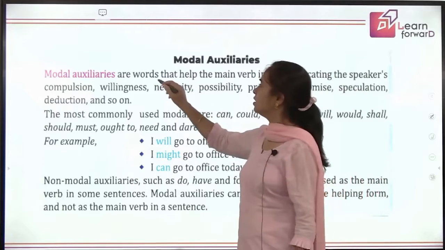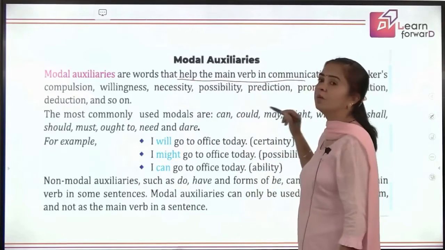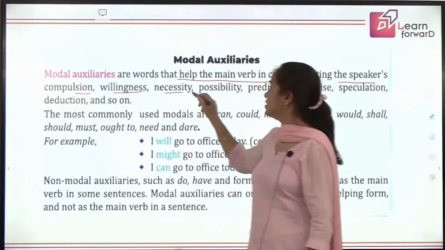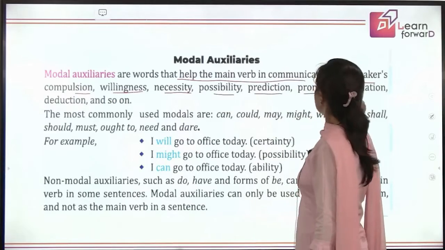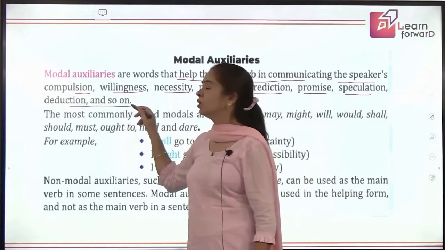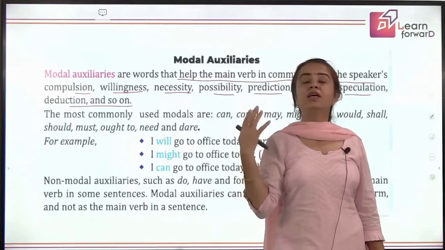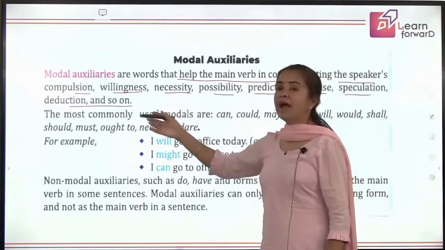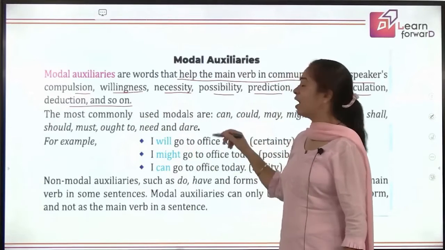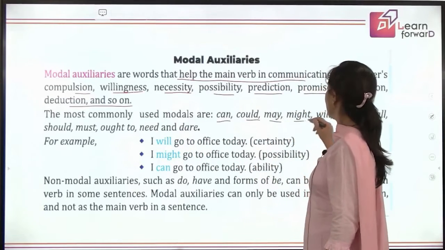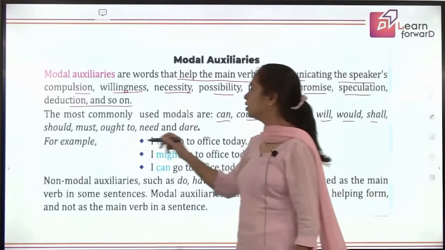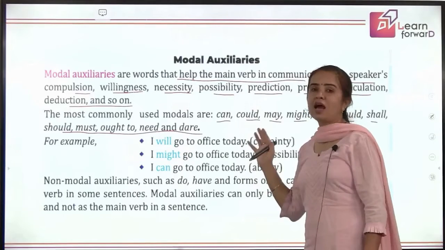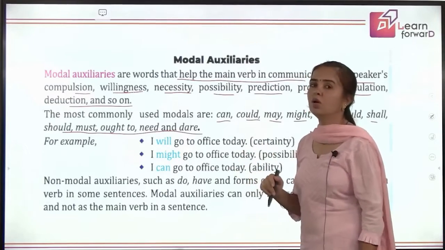So modal auxiliaries are the words that help the main verb in communicating the speaker's compulsion, willingness, necessity, possibility, prediction, promise, speculation, deduction, and so on. So it signifies in what context, what's the mood of the speaker, right? So modal auxiliaries are these. And the most commonly used modals are can, could, may, might, will, would, shall, should, must, ought to, need, dare, right? So these are some commonly used modal auxiliaries.